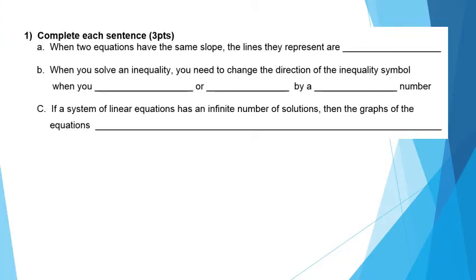For the first question, you were asked to complete these sentences. So when two equations have the same slope, the lines that they represent are parallel. When you solve an inequality, you need to change the direction of the inequality's symbol when you multiply or divide by a negative number.